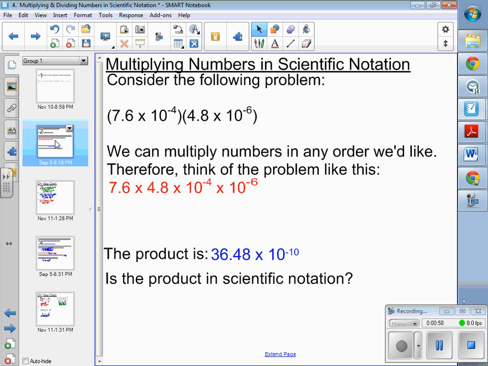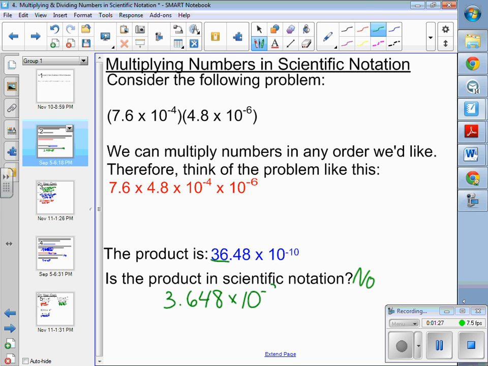So we ask the question, is this product in scientific notation? Hopefully you're looking at this and answering no, it is not, because this 36 cannot be considered scientific notation because it needs to be a number between 1 and less than 10. So we would then say it is 3 and 648 thousandths times 10 to the negative 9th.